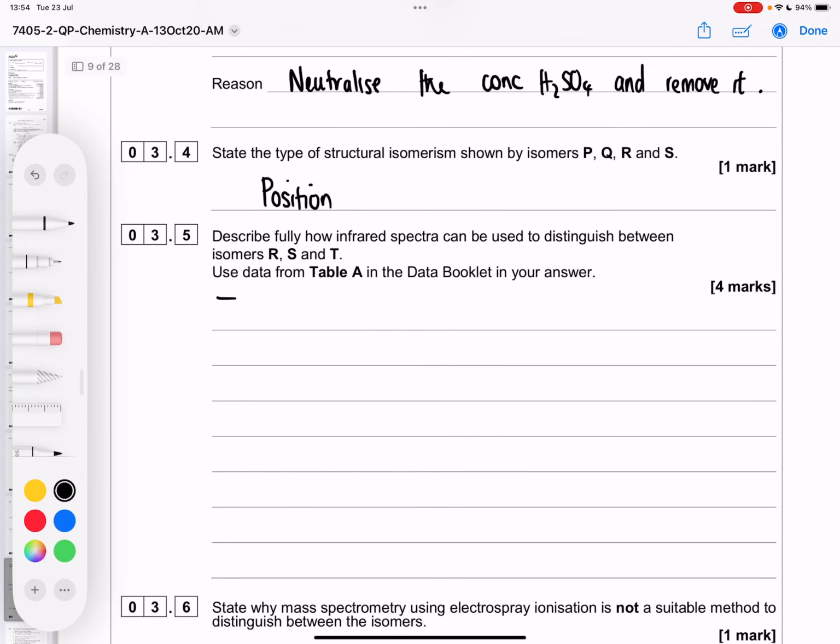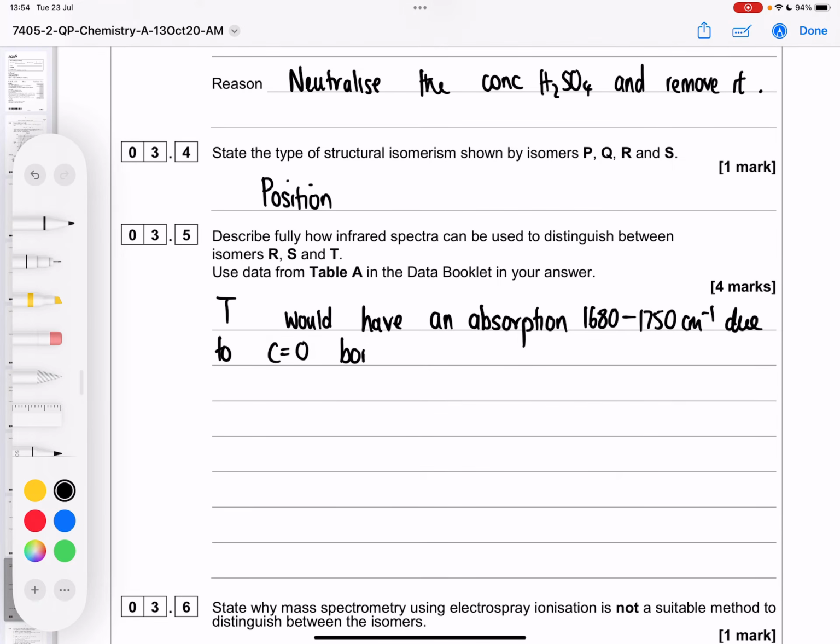So we would say T would have an absorption at 1680 to 1750 centimetres to the -1 due to the C double bond O bond. R and S both have OH (alcohol). Remember that there's 2 OHs on the data sheet when we're looking these up, and that this one is 3,230 to 3,550. We do need to say it's the OH in alcohol.